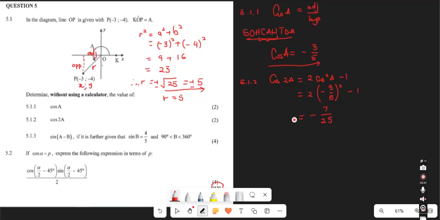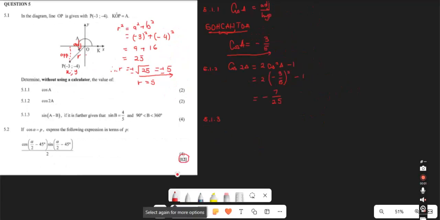Okay, so moving on to 5.1.3, they say sine (A minus B), if it is further given that sine B is equal to 4/5, and B is greater than 90 degrees and less than 360 degrees. So in this case, this is not a double angle. Sorry about that, just lost this one. But yeah, now we are back.